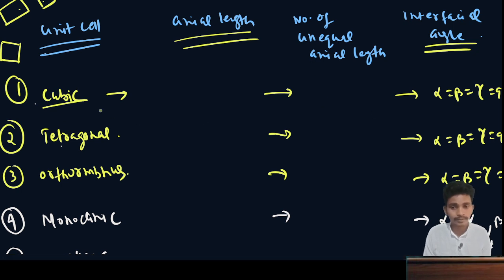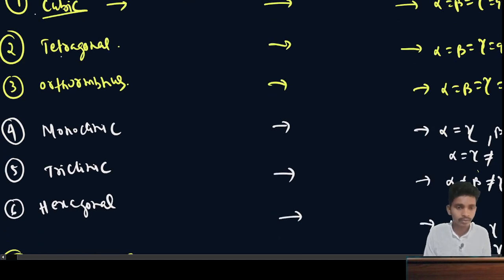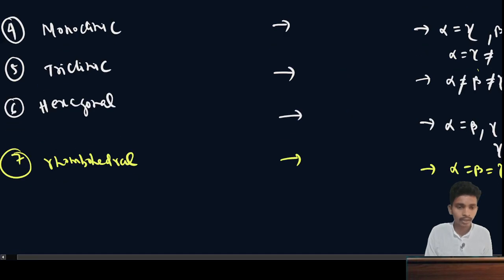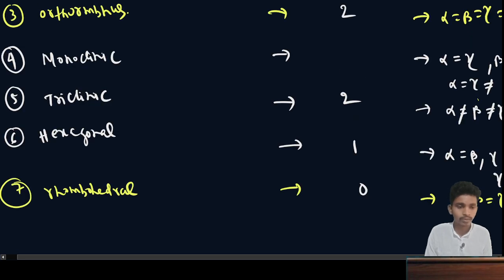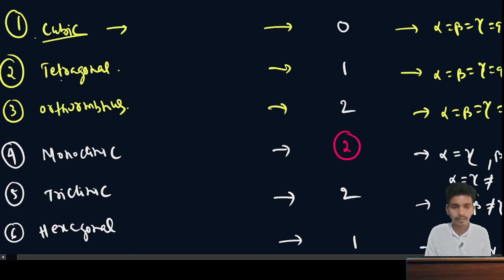Now the number of unequal axial lengths starts with 0. The first will be 0, then 1, then 2. From here also we start with 0, this is 1, and this is 2, and this middle one is again 2. So this is the order.